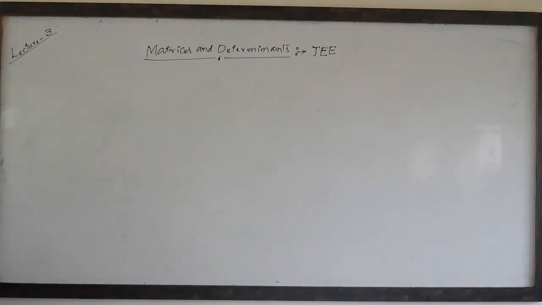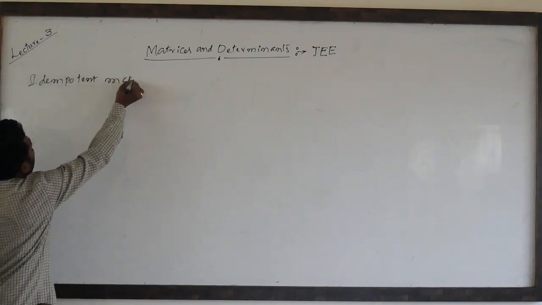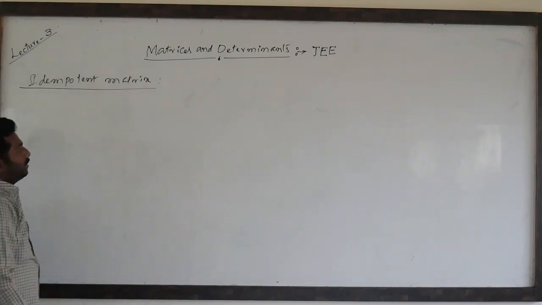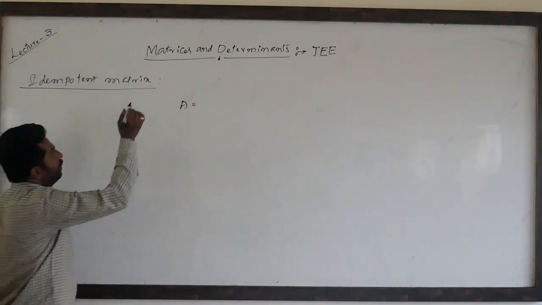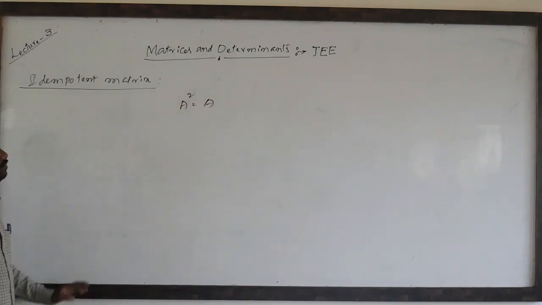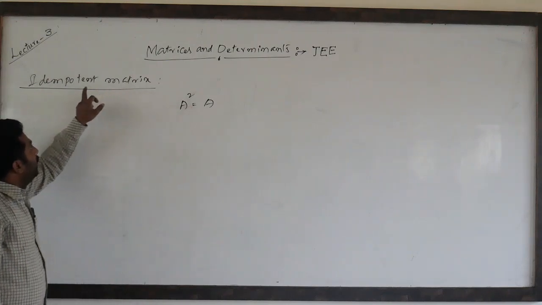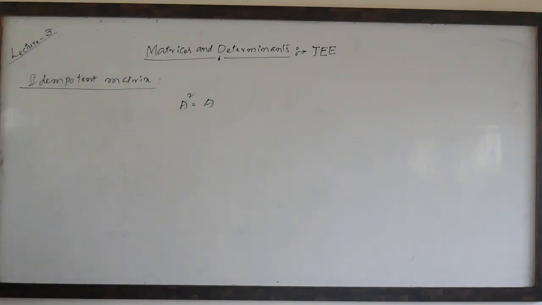Next definition, idempotent matrix. A square matrix, capital A, is said to be idempotent if A square equal to A. So any square matrix, if A square equal to A, then capital A is called an idempotent matrix. So for idempotent matrix, I will take one example.